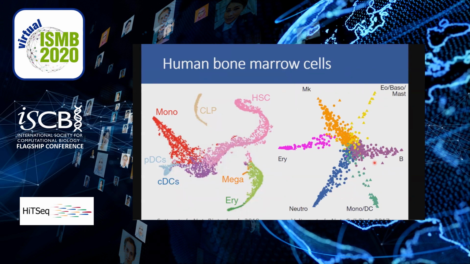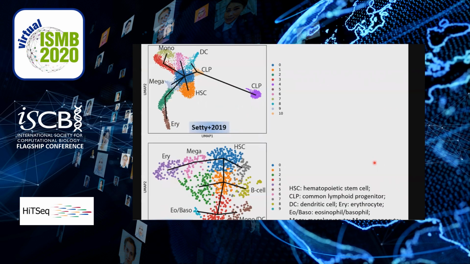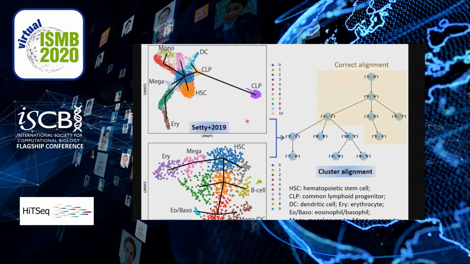Okay, let's go on to the evaluation of Capital on human bone marrow cells, which were obtained from Setty's paper and Welten's paper. Figures on the left side are predicted clusters together with trajectories with Capital. After aligning these clusters, the figure on the right side was obtained, where the yellow shaded part is almost correct alignment. However, some matching clusters were wrong, as the inferred trajectory was not accurate, as shown here, for example.